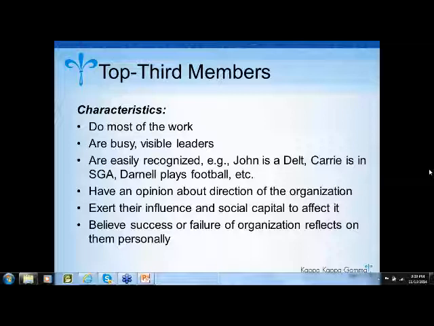Carrie is in student government. Darnell plays football. Susie is a Kappa. They will have an opinion about the direction of the organization and how they see it moving forward. They actually want to use their influence and their social capital to affect the organization. And they are going to believe that the success or failure of an organization reflects on them personally.